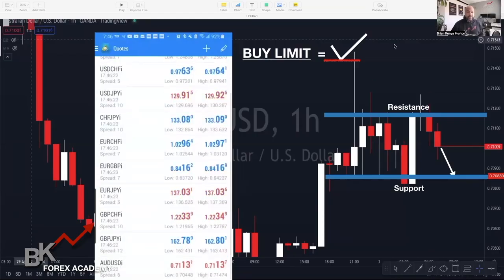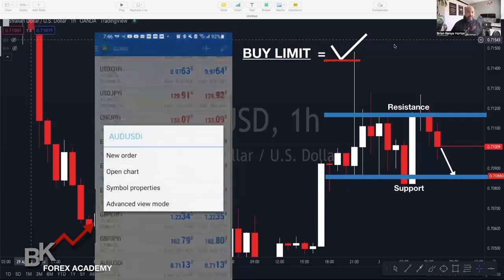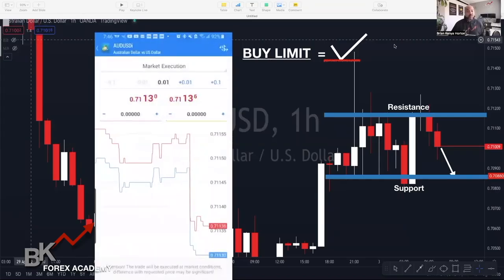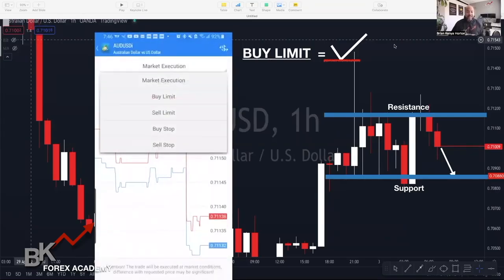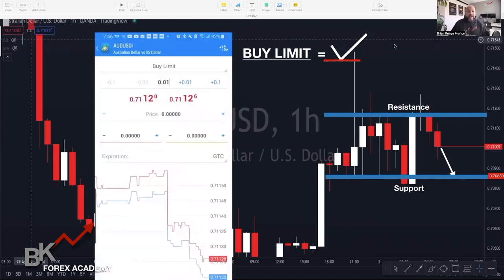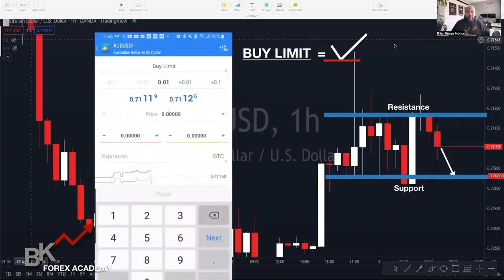We're going to go to the pair, which is AUD USD at the bottom. We're going to hit new order, and then that market execution, we're going to change that to a buy limit. So let's go ahead and click buy limit. All right, and then the price here, that's where we're going to enter our price. But let's go ahead and change our lot size to 0.05. That simply means 50 cents a pip. So every time our price moves 1 pip in our direction, then we get 50 cents, and vice versa.